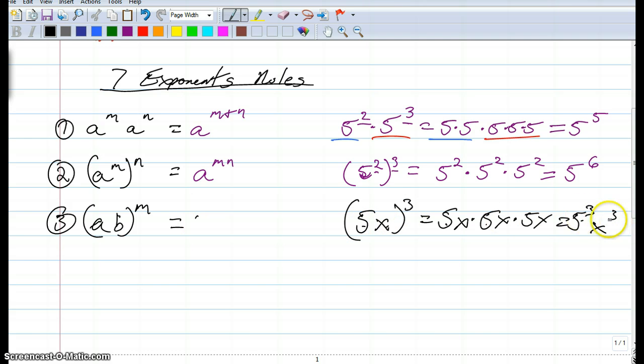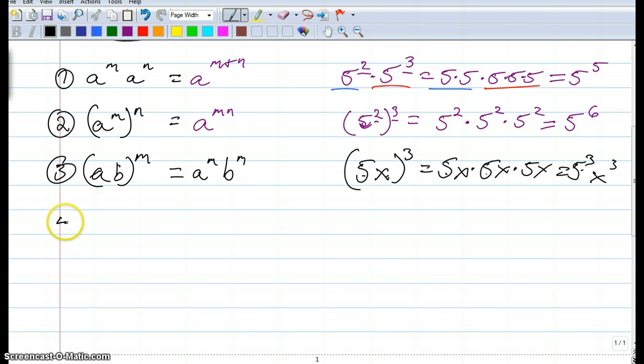Each one of them got to the 3, so it's kind of like the distributive property. Not really distributive property, but it's not just 5 to the third. Here it's a to the m times b to the m. They each get the m exponent.